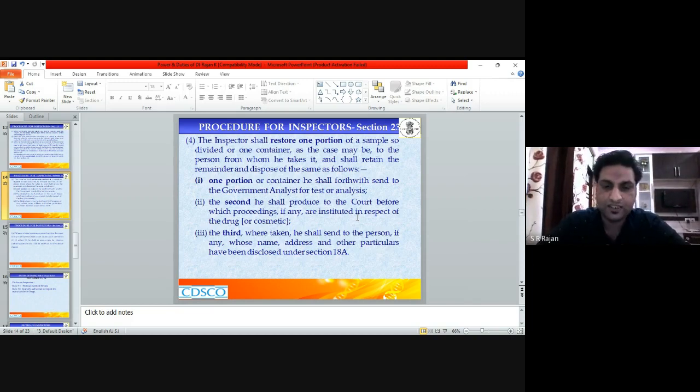And the last one is sent to the manufacturer, whose name is disclosed under section 18A. That is, whoever is the manufacturer of these drugs, or of this sample taken by the inspector, the 4th portion is sent to that person, meaning the manufacturer.